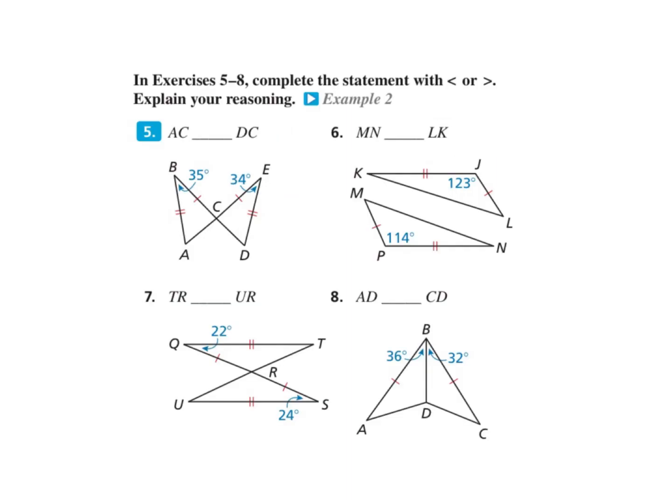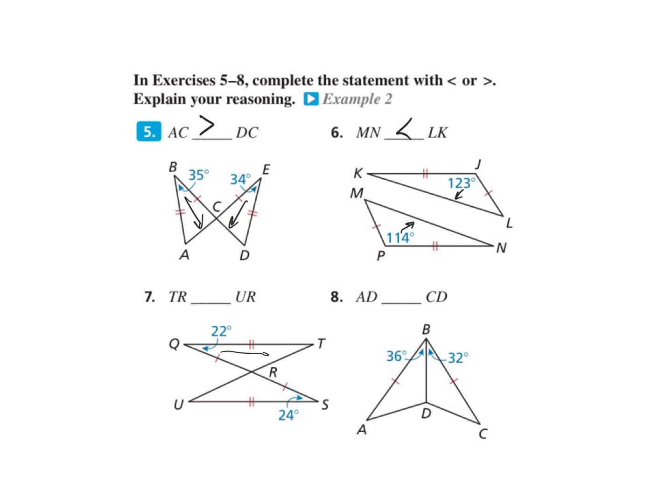AC and DC. All right, so this is the converse. 35 is bigger than 34, so AC must be bigger than DC. MN and LK. So MN is across from 114, and LK is across from 123. So LK is bigger.